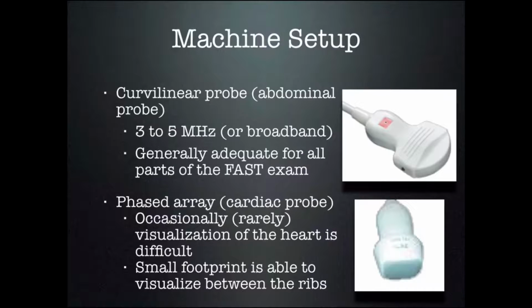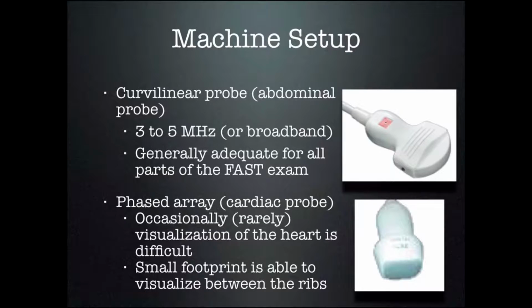For machine setup, there are several probes that you can use for the FAST exam: the curvilinear abdominal probe and the phased array cardiac probe. The curvilinear abdominal probe is a low-frequency probe. It's generally used for all abdominal imaging. It gives very good resolution, very good detail. It does not, however, give very good images of the heart.